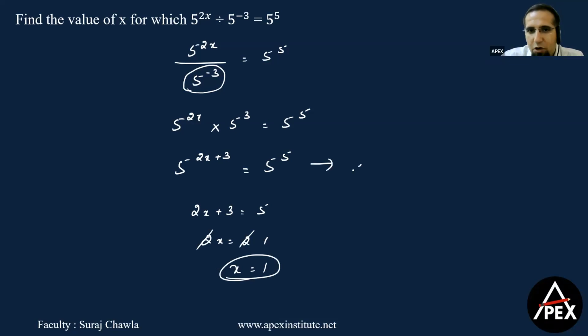So what are we applying here? We are applying that if a to the power p is equal to a to the power q, then we can say p is equal to q. Clear?